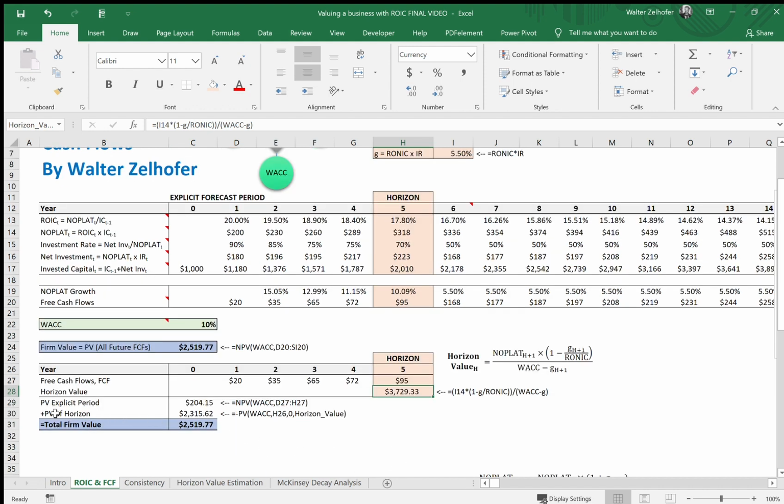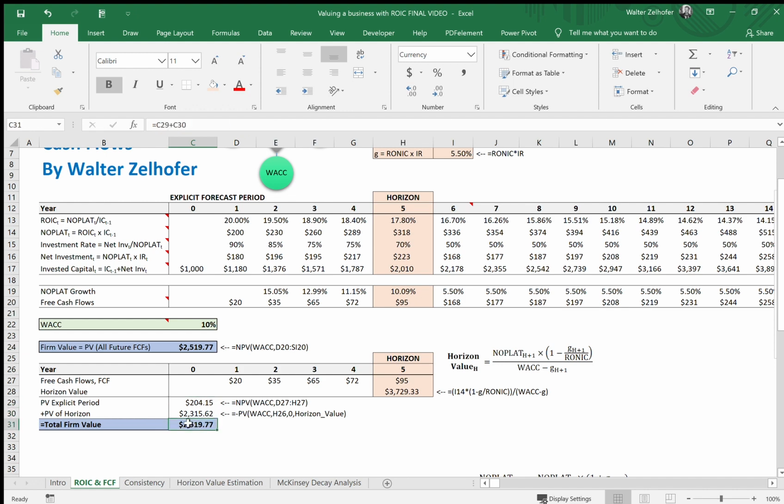Okay, so here is the grand finale. We take the present value of the first 5 years of free cash flows using the net present value function, discounted at the weighted average cost of capital, and that's the first piece of the puzzle. Then we discount this horizon value 5 years back to time 0, and I'm using the present value function that's built into Excel. The rate is the WACC, the number of periods is the 5th year because that's where the horizon value appears. There is no payment here because we're just discounting a lump sum back to the present. Press enter, and that gives us the present value of the horizon.